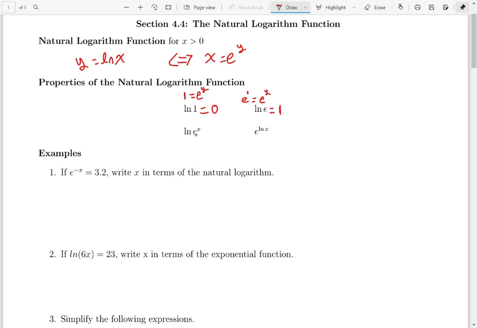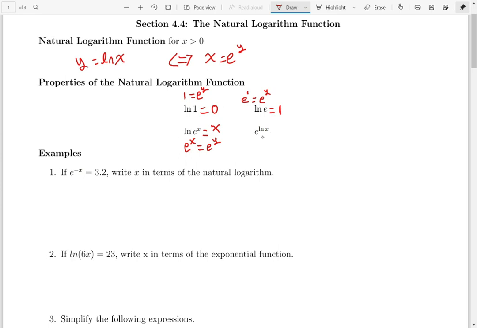Here we have the natural log of e to the x equals what? Well, you could rewrite that. That's the same thing as saying e to the x is equal to e to what y? Well, natural log of e to the x is equal to, specifically, the power you raise e to get e to the x. Well, set the powers equal. That means that this answer has to be x.